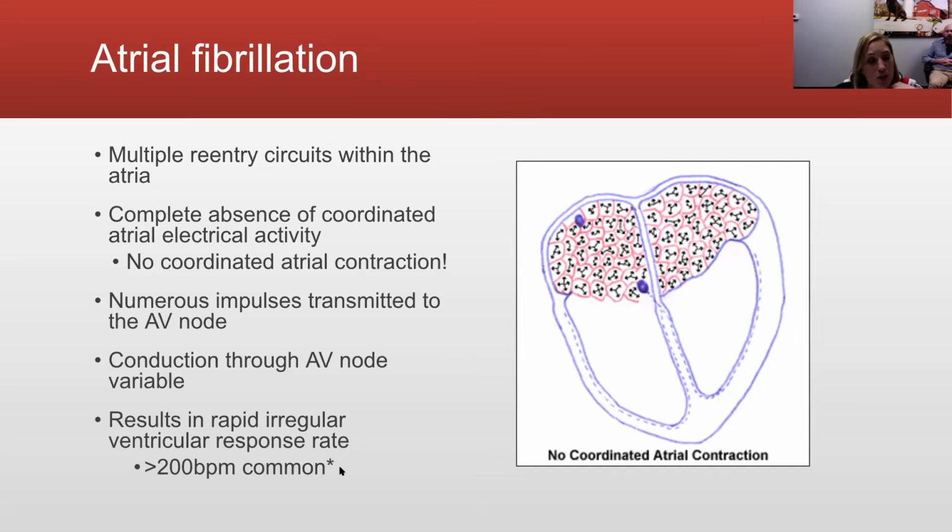I did put a little asterisk here because there are some cases of what's called lone atrial fibrillation, where the heart rate will actually be slower. That's more common in large breed dogs like the Irish Wolfhound. They're the main breed we see it in. In horses, it's pretty common. So there are some rare exceptions where you can have atrial fibrillation with a slow rate, but in most cases, the rate will be very fast and it will be irregular.